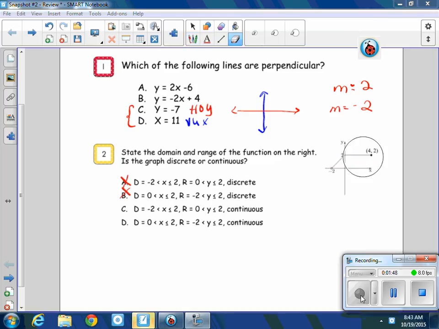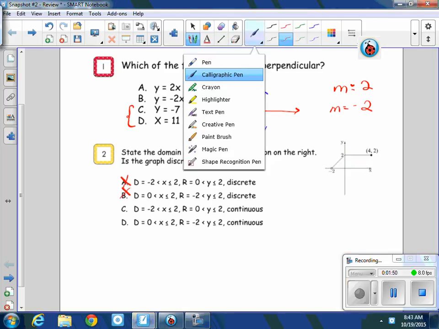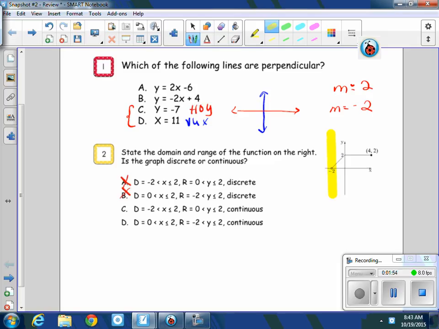Okay, the domain. And you guys are not using your highlighters or your papers. This is domain, right? From -2 to +2. Does it include the -2? Yes, it is. It's 4. So it's from -2 to 4. Change it on your paper.